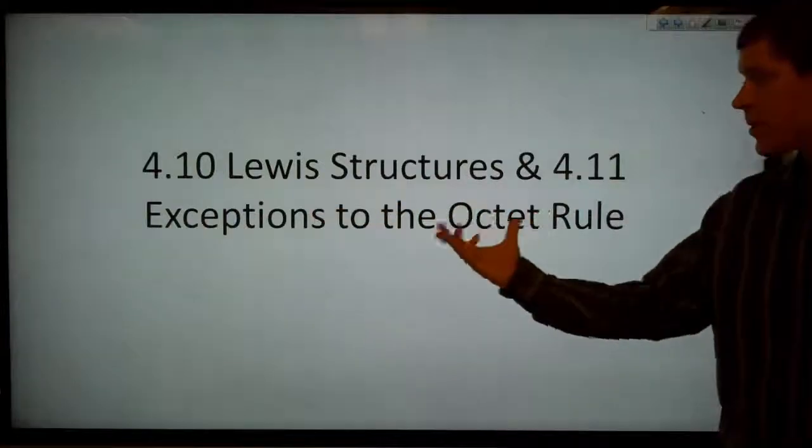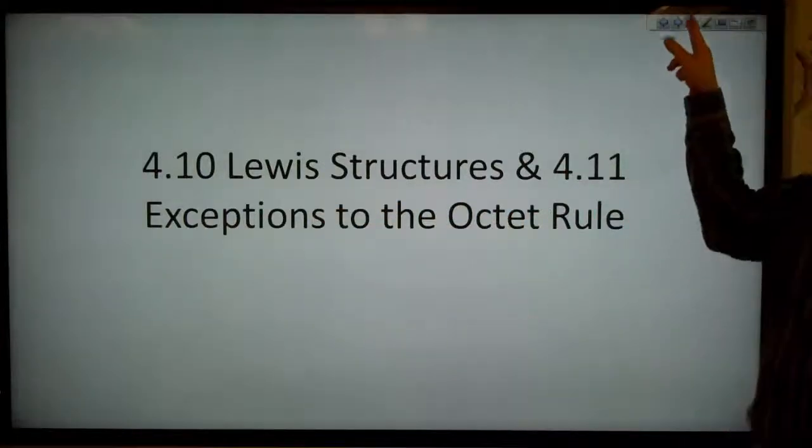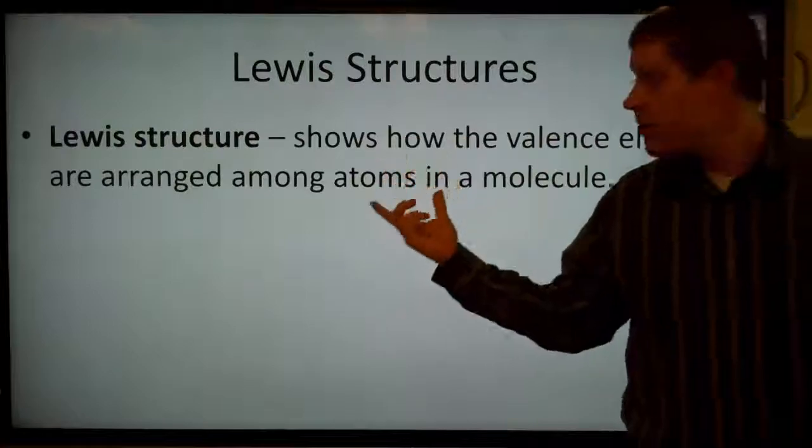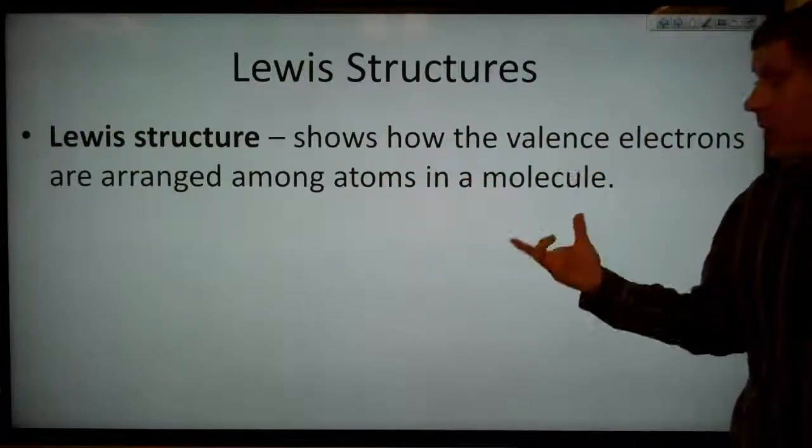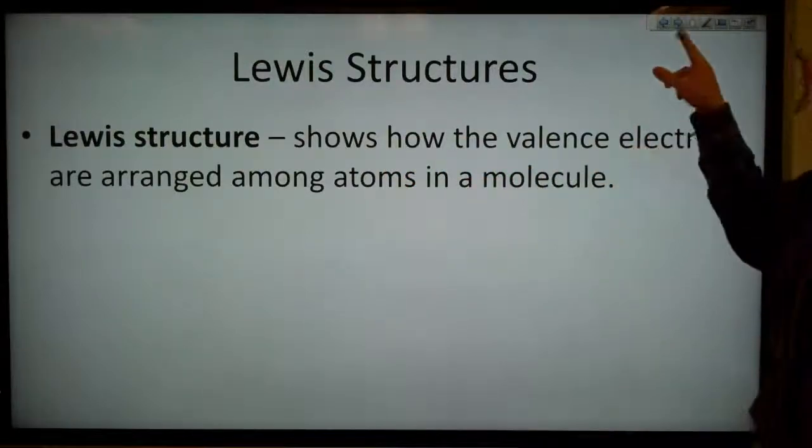Welcome to Lewis structure and exceptions to the octet rule. So a Lewis structure shows how the valence electrons are arranged among atoms in a molecule.